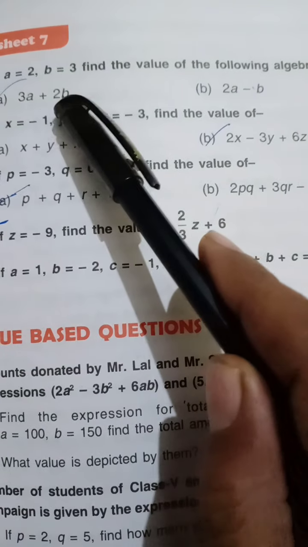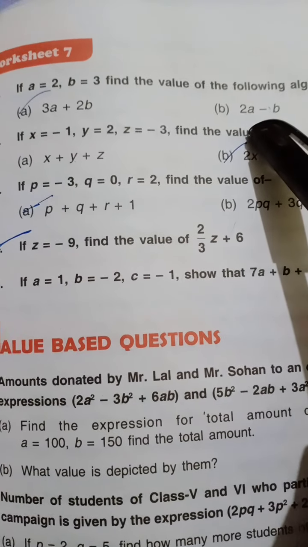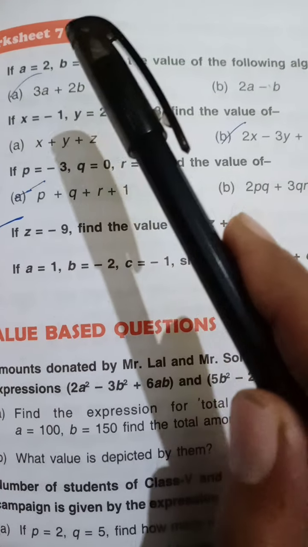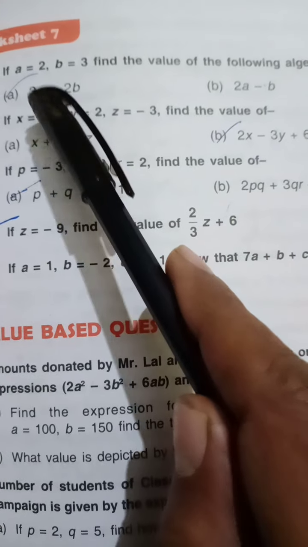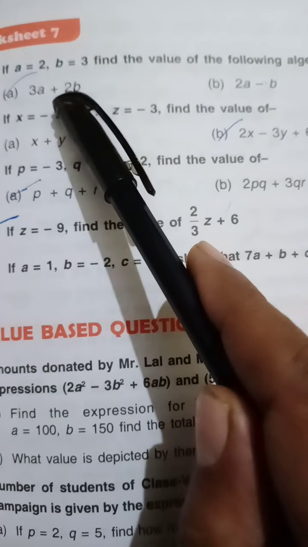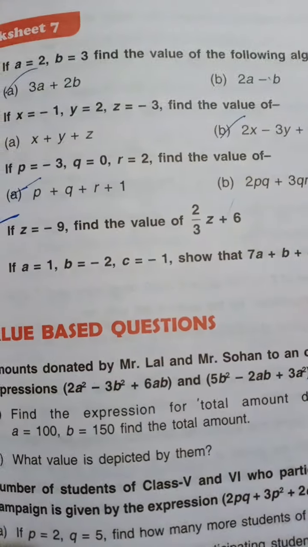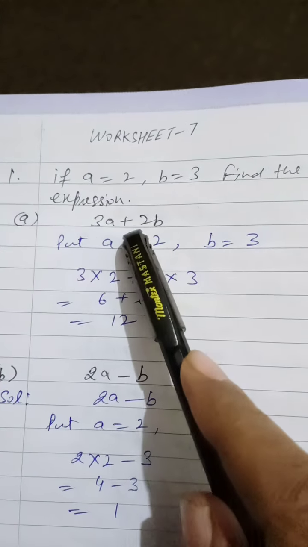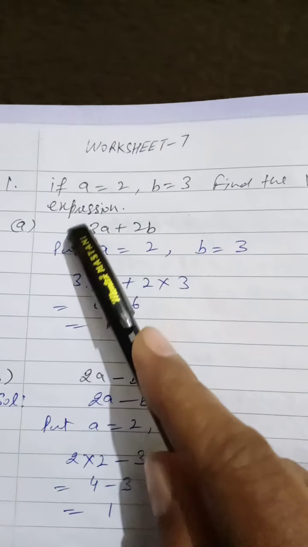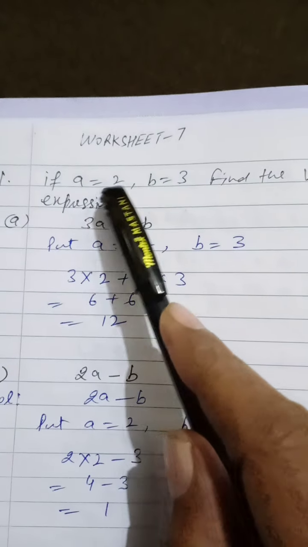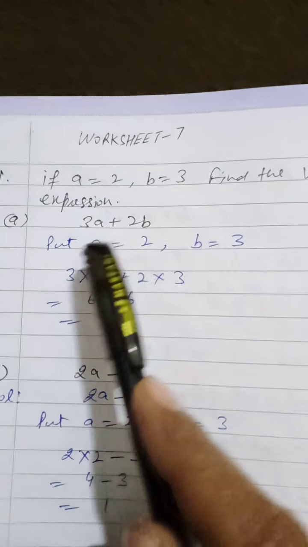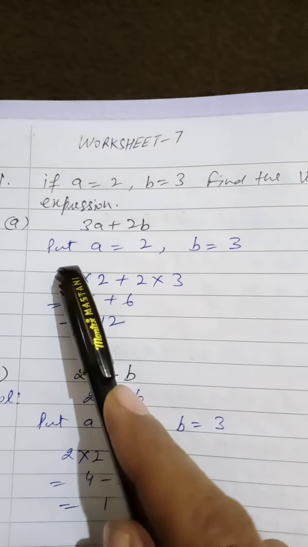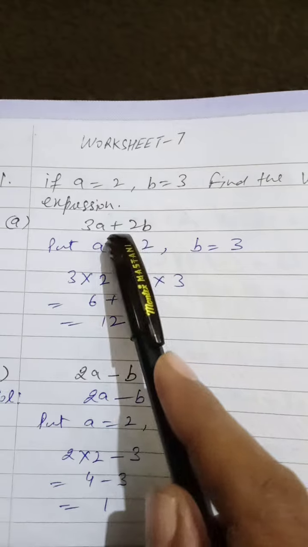Here we have given algebraic expressions and the exact value of the variables is also given, and we have to put the value of the variable in the expression and then calculate its exact value. See question number 1a part. Here the expression is 3a plus 2b, and the value of a is 2 and the value of b is 3. So here we will write: put a is equal to 2, b is equal to 3. Put means we will replace this value in the expression.